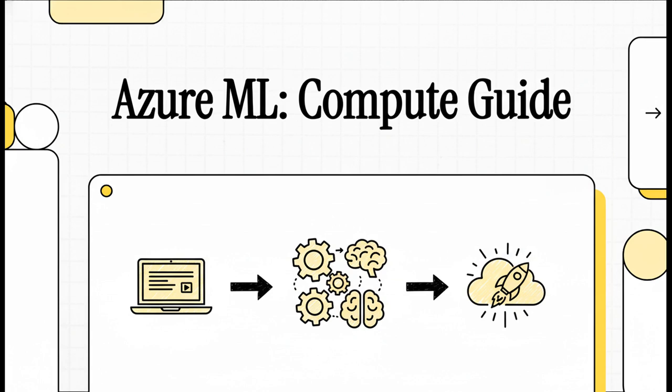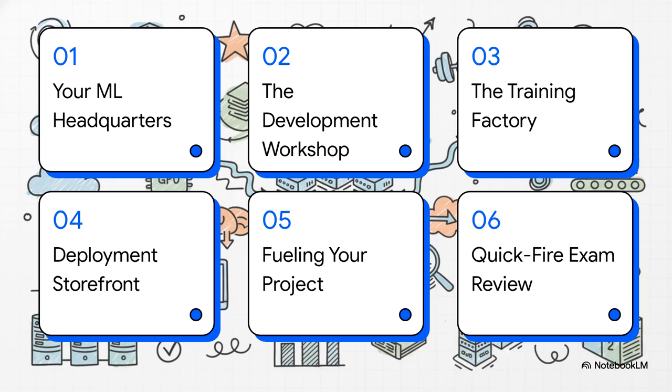Well, you're in the right place because we're about to go through the ultimate guide to compute in Azure Machine Learning. So, here's the plan. We're going to follow the entire journey of a machine learning project, right from a simple idea to a real-world application. We'll start at our project headquarters, then we'll move into the development workshop to build a prototype. After that, we'll scale things up in the training factory, and finally open for business at the deployment storefront.